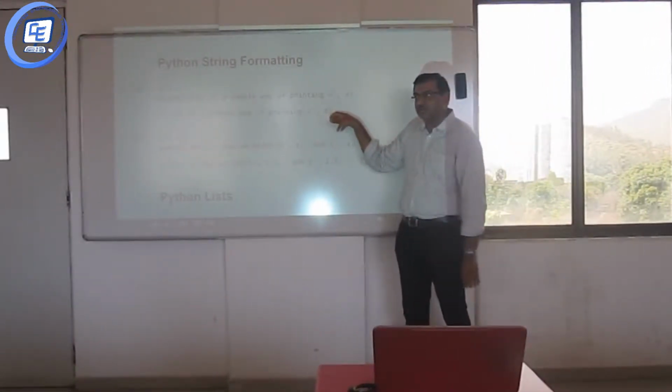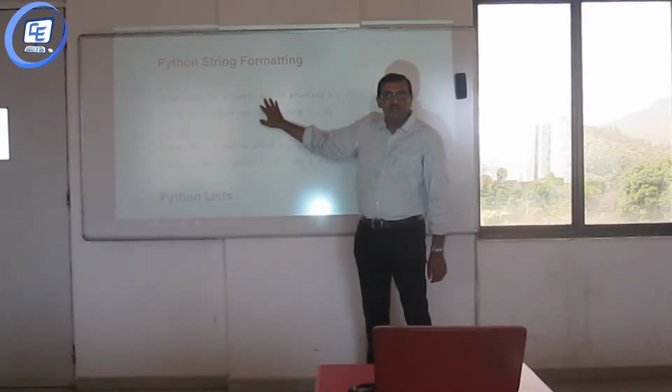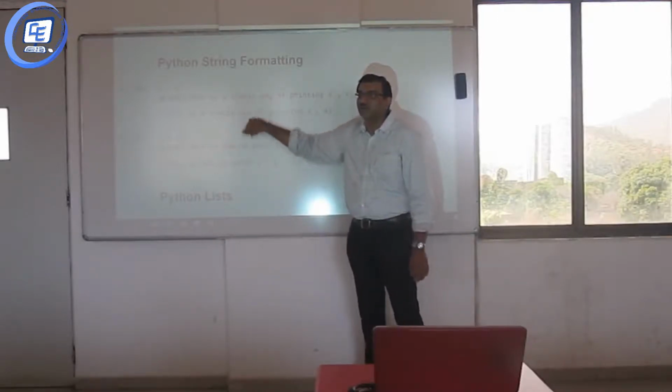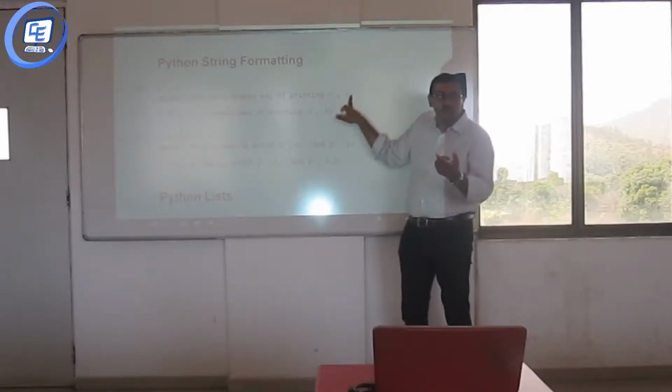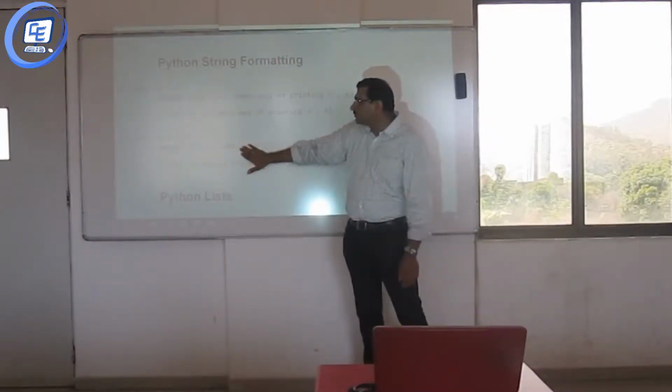So this is the important thing. In print, whatever is in quotes is a string. It will be displayed as it is inside the quotes. And the variable without the quotes, the corresponding value will be displayed. Can you try this one also?